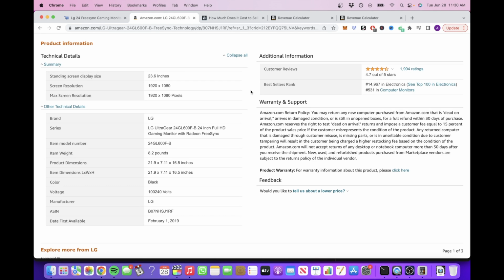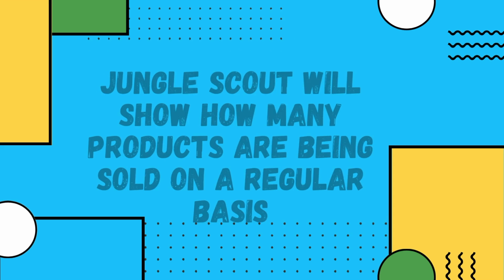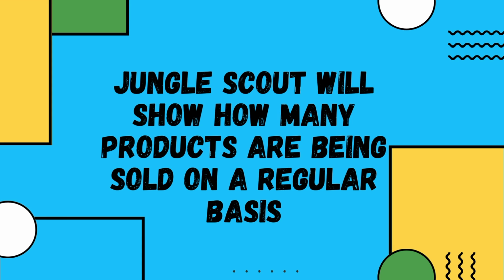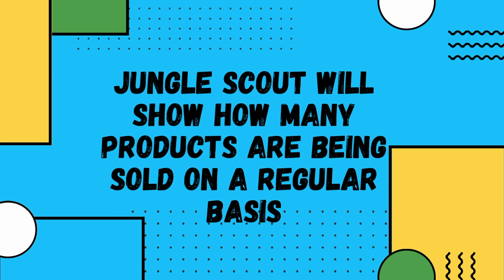So you can either scroll down and refer to the best seller's rank, which will give you an idea as to how popular this product is, or you can download a Chrome extension called Jungle Scout, which will show you exactly how many products are being sold on a regular basis.